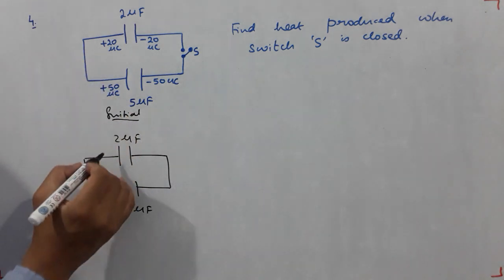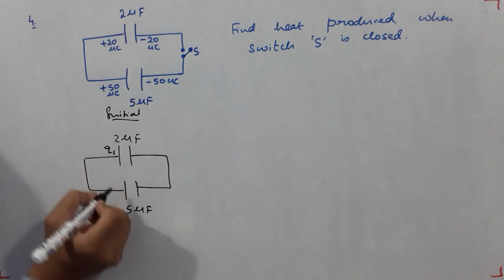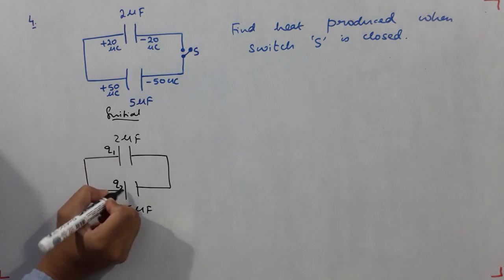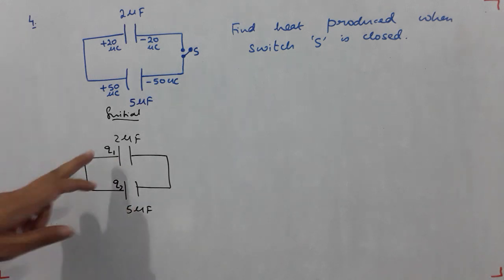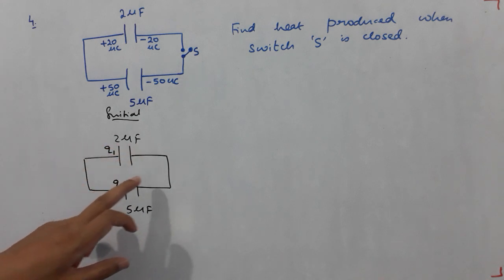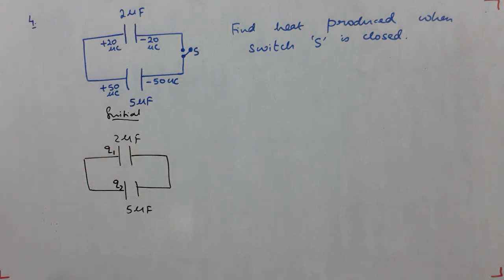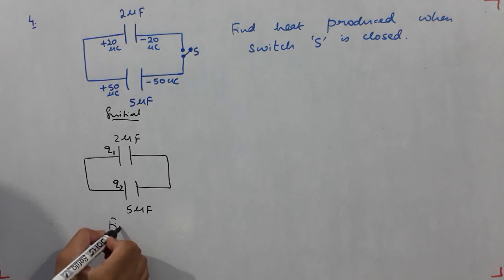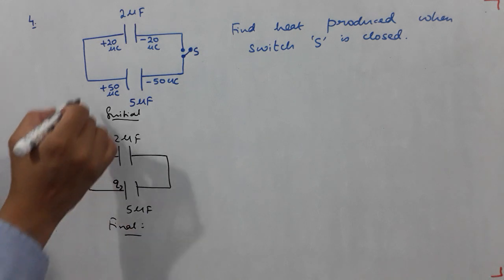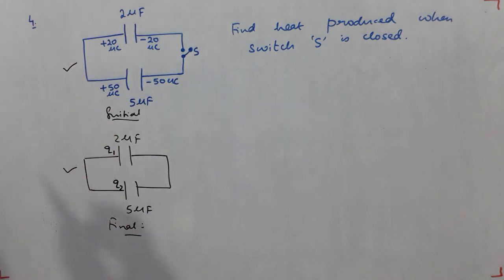After redistribution, suppose the charge on this be Q1 and on this be Q2. That means here we have plus Q1, minus Q1, and here we have plus Q2 and minus Q2. This is the initial case, this is the final case. Due to redistribution of charge, there might be some heat lost.